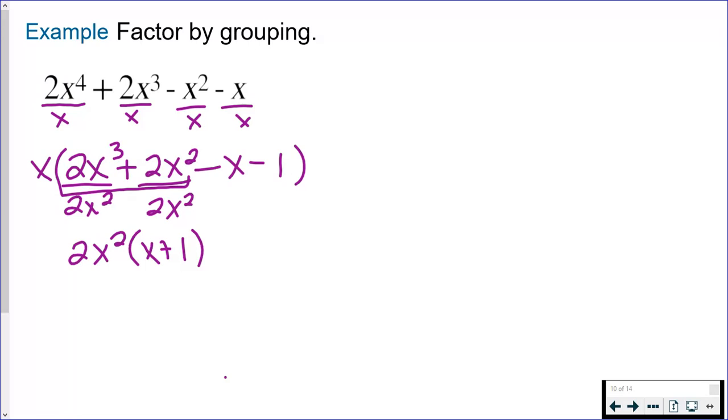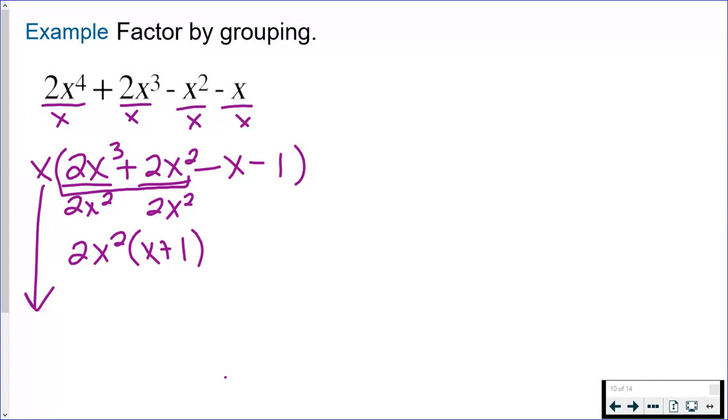Now, if you're like me, you may get forgetful sometimes, and you might forget that there's an x in the front that we can't forget in our final answer. So one thing that I would recommend is you draw an arrow on that x so you don't forget about it later. But I'm not doing anything with it, I just can't forget it in the end. So anyway, I took out a 2x squared from both terms in my first group, which left me with x plus 1.